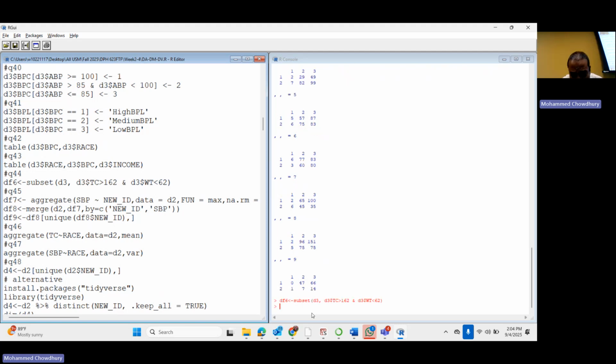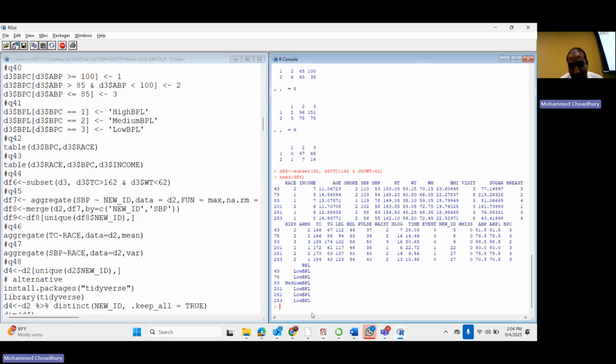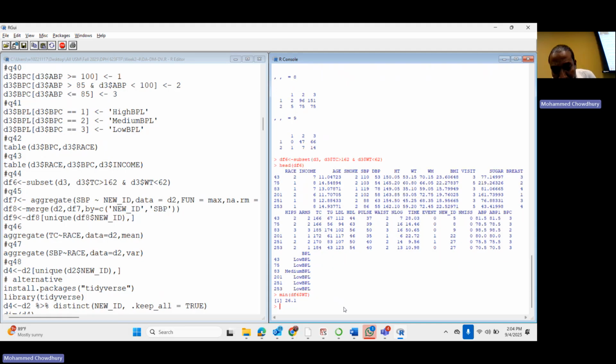So this is the way you can subset from big data to a small data and focus study on that data. Okay, and then after doing this, let me do this. And then if you take a look at head of df6, this is your data. And in this data, if you find the minimum of df6$wt, you will see the minimum weight value is 26.1.